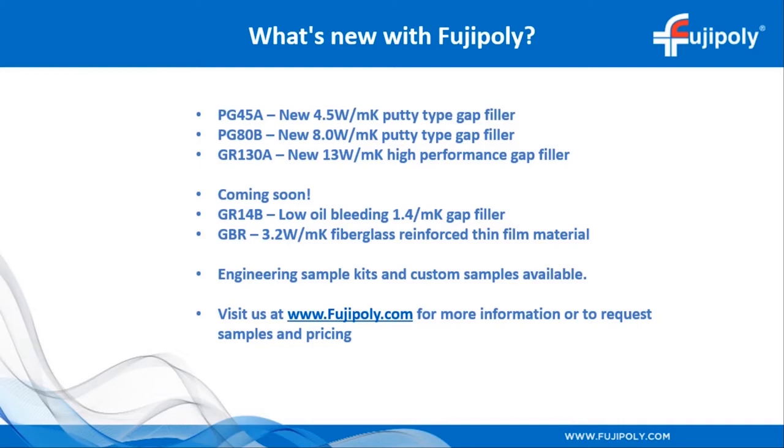So some of the general purpose materials, lower cost, softer materials, they tend to have a higher oil content. So we're able to keep that same soft, low cost material, but we've created a new compound that has a much lower content of silicone oil, so that's exciting. And then the GBR material is a 3.2 watt per meter Kelvin fiberglass reinforced thin film material, so this is considered a high performance for the thin films. It's going to have a great dielectric resistance as well.